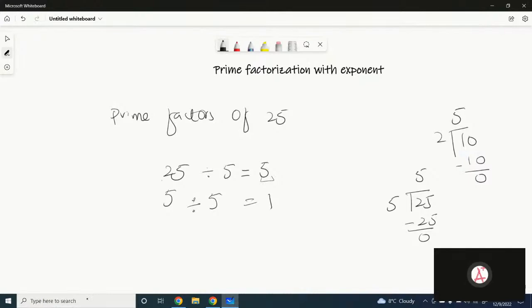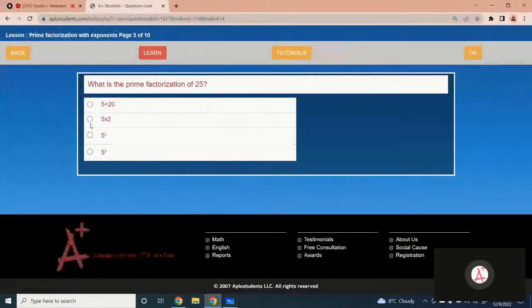So you started from 25 until you get 1. You get two divisors. They are 5 times 5. So that means the prime factorization for 25 is 5 times 5, or you can say it is 5 square. Got it, everyone? It would be 5 square. Just select the correct option. Option 3 is the correct one. 5 square is the correct option. Just select the correct option and click on the OK button. Got it, everyone?